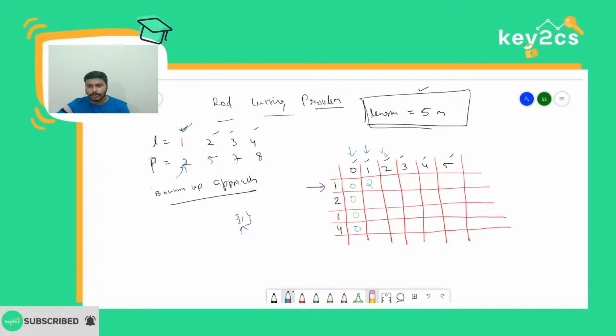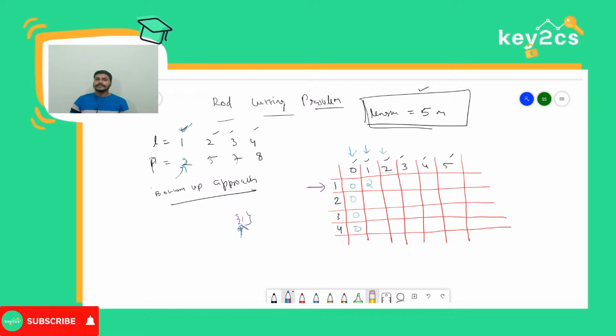Now we are at this column. That means we have to sell a total rod of length 2, and the available pieces of rod are of length 1 only. So you have to sell 2 meters, let's say, and you have 1 meter pieces of rod. So obviously you would sell 2 pieces of rod of length 1 to make it a total of 2 meters.